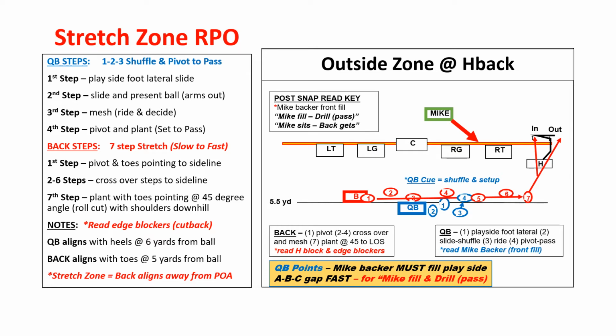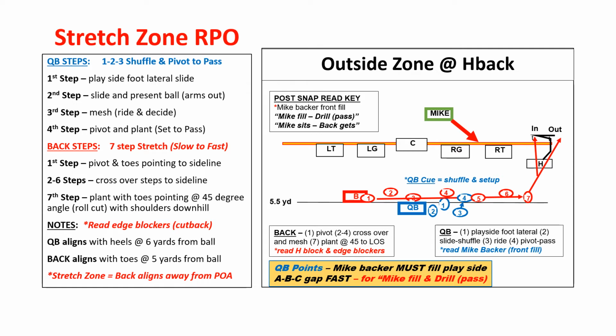Stretch zone then steps, real simple. The back is going to go ahead and take his first 3 steps the same, with the third step right at the midline of the quarterback, but now his toes are going to be pointed right to the sideline. The quarterback will take 1 shuffle step, so we have a read phase from step 3 to 4 here. The quarterback then is going to either give or pivot to its pass position.